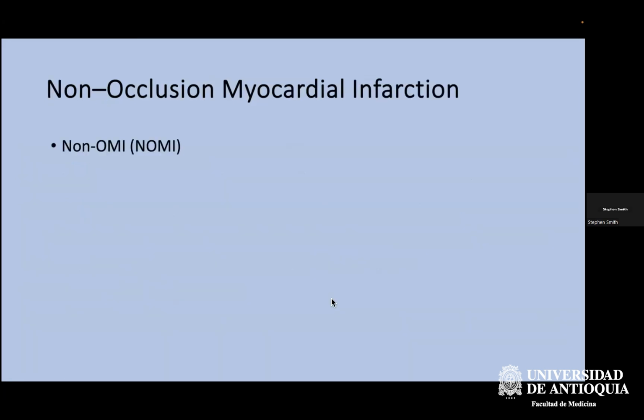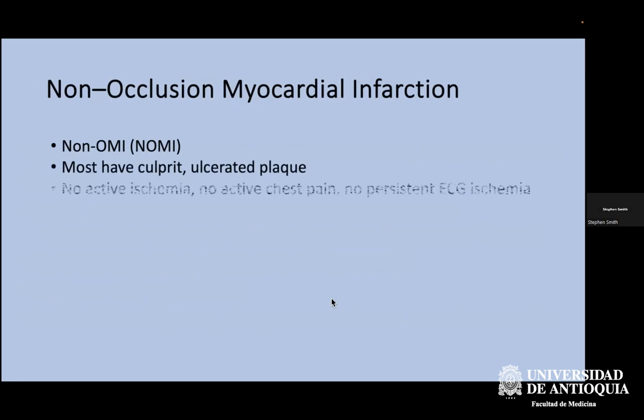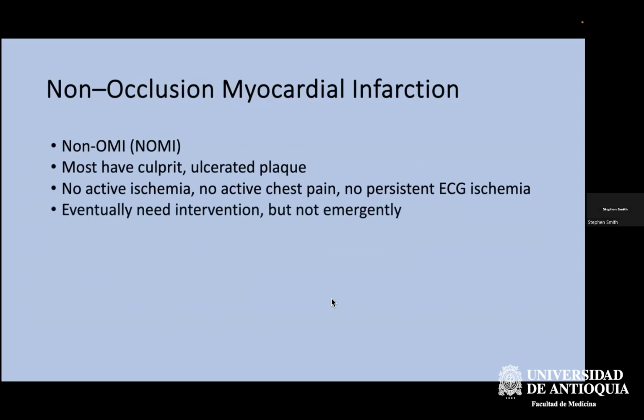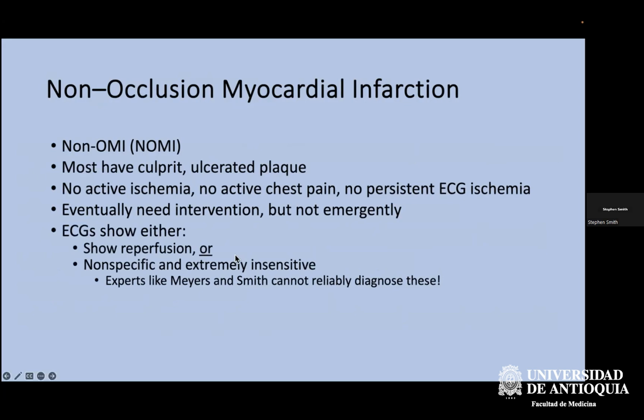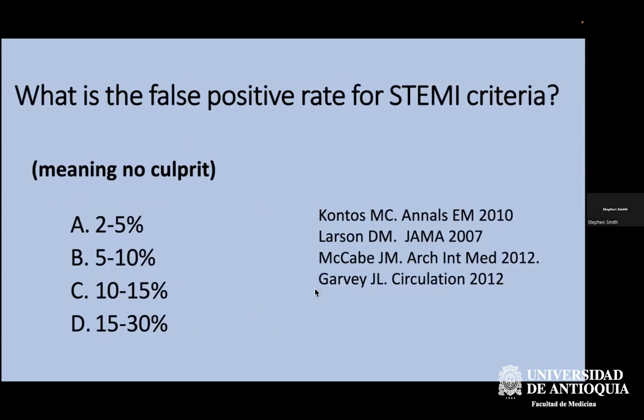Non-occlusion myocardial infarction deserves some mention. Non-OMI or NOMI, most have a culprit with ulcerated plaque. There is no active ischemia, no active chest pain, no persistent ECG ischemia. They eventually need intervention within 24 to 40 hours, but they don't need it emergently. The ECGs either show reperfusion or they are nonspecific and extremely insensitive, and even experts like me and Dr. Myers cannot reliably diagnose these. But we don't need to diagnose them on the EKG because they don't need to go emergently. You need troponin to make that diagnosis, but you can wait for troponin in these cases.